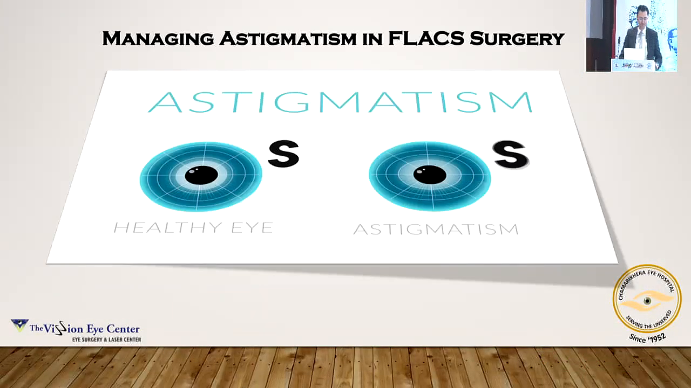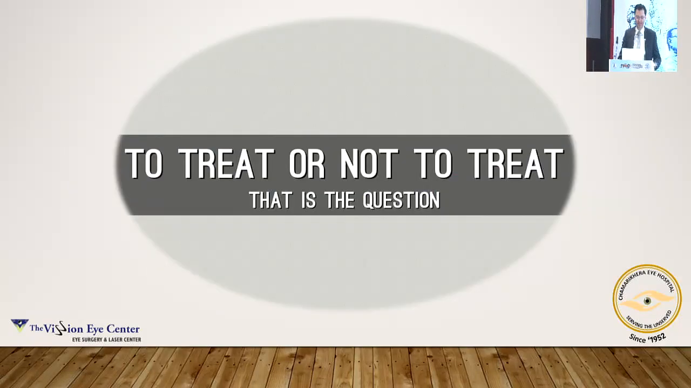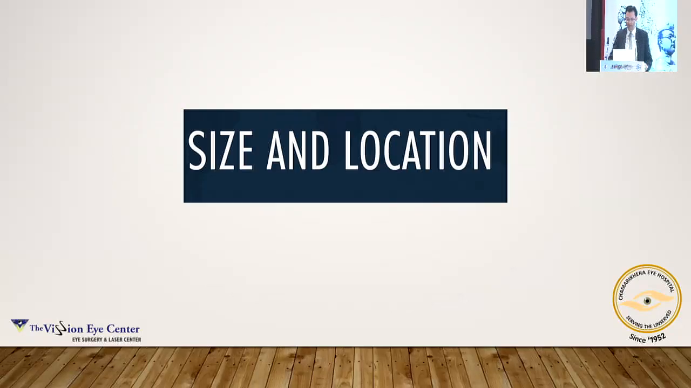So the first question when it comes to treating astigmatism is actually to treat it or not to treat it. Because we know that in a few situations, astigmatism can actually be used to our own advantage when it comes to post-operative outcomes. Size and location is the most important factor. We know that with age, against the rule, astigmatism keeps increasing. So we need to take that into consideration when we look at long-term results of our surgery.